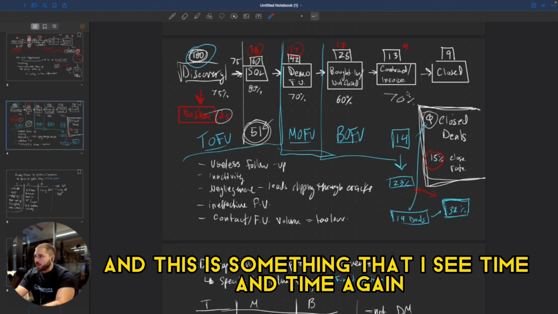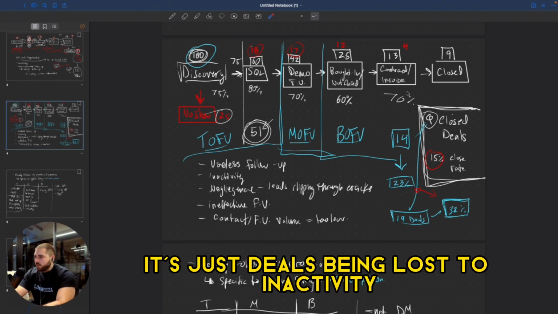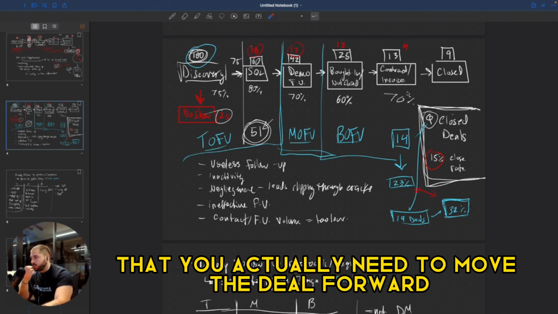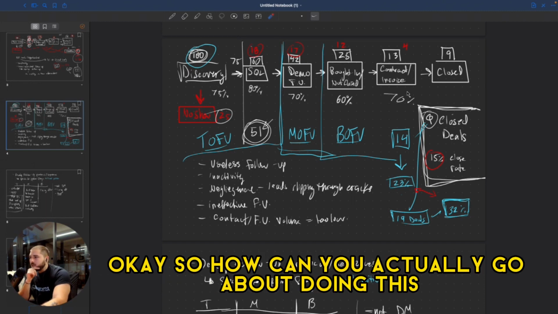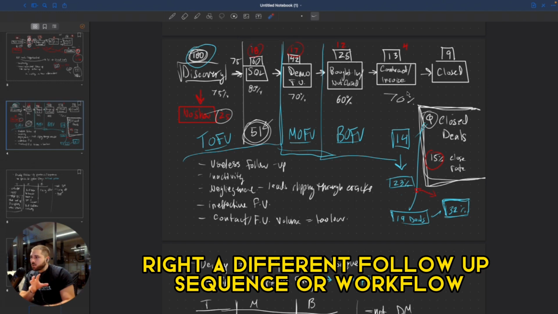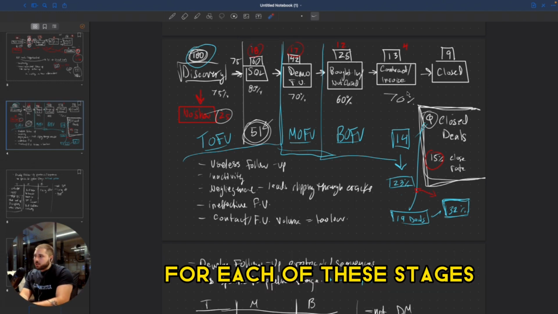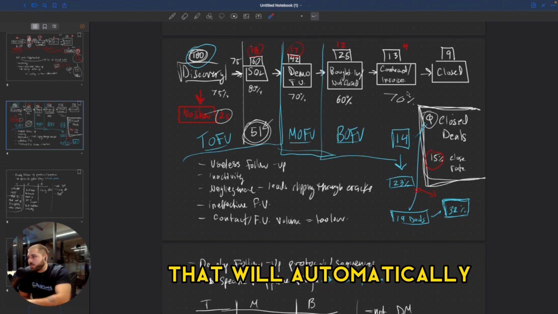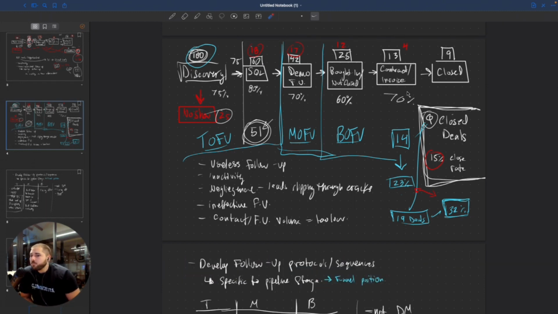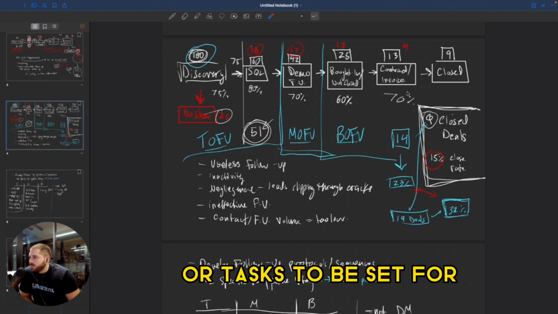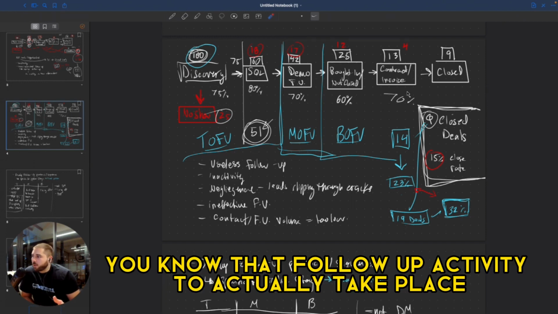This is something that I see time and time again: deals being lost to inactivity or ineffective follow-up, and not getting the necessary info that you need to move the deal forward. So how can you actually go about doing this? You can create a different follow-up sequence or workflow for each of these stages. Once somebody gets into that stage, that will automatically trigger that workflow or sequence to go out, or tasks to be set for that follow-up activity to actually take place.